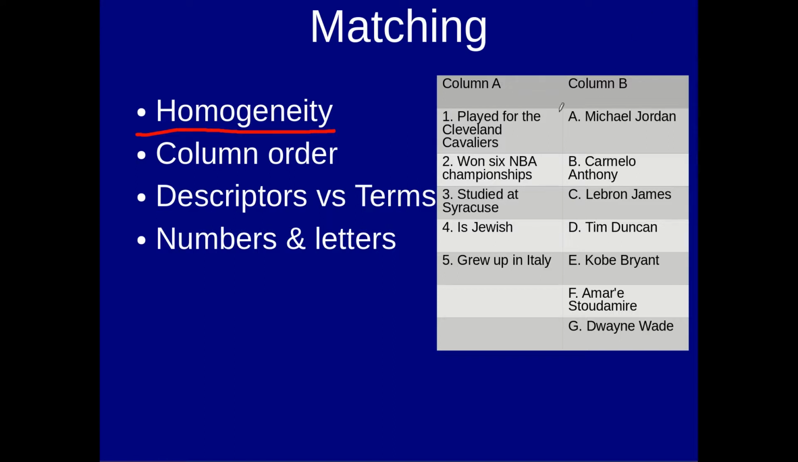So over here, I clearly have a list of basketball players. And in column A, I have different things that may have happened in their life. So one guy played for the Cavaliers, another guy won 6 championships. So you can see a clear connection between the consistency of column B and the consistency of column A. In column B, for example, I don't have basketball players and presidents and criminals. I don't have a mixture of people. They're all basketball players, period.